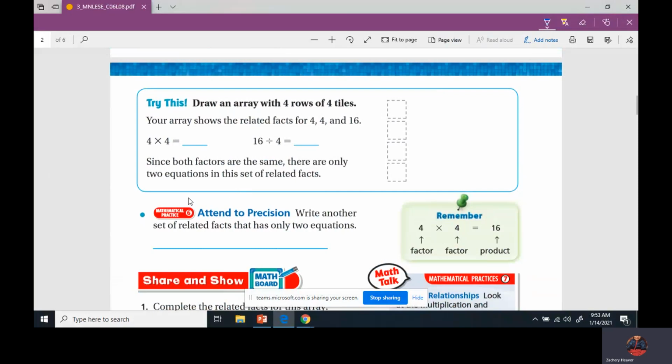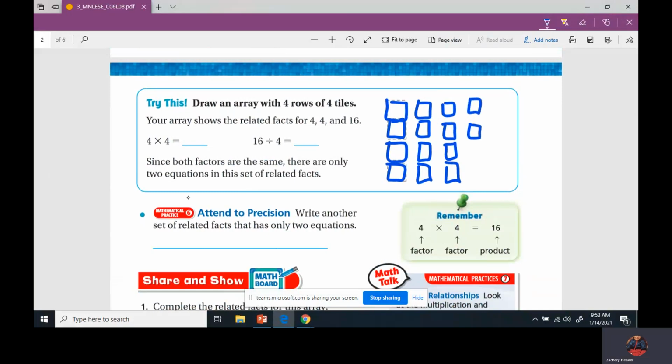All right. So draw an array with 4 rows of 4 tiles. So we're going to show how 4, 4, and 16 are alike. So look, we already have 4 down. So let me trace them. 1, 2, 3, 4, 5, 6, 7, 8, 9, 10, 11, 12, 13, 14, 15, 16. So 4 by 4, we know that equals 16. And 16 divided by 4 is going to be 4.